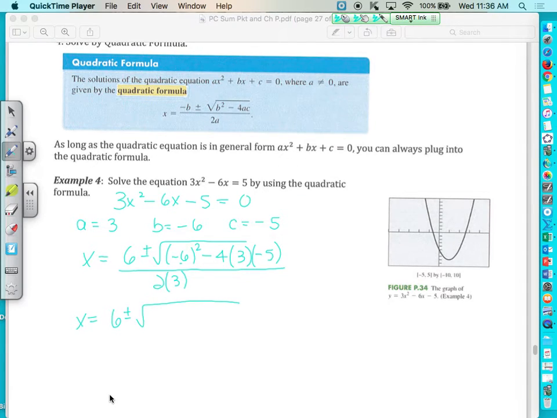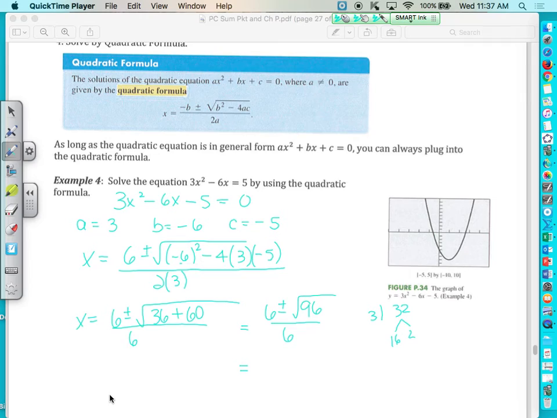Right, and then inside here, 6 squared is 36. And then what do I have? 20 times 3 is going to be plus 60, all over 6. What do I have there? 96, all over 6. And then the square root of 96. Let's see what that's going to simplify to. 3 will go into that. That'd be 32.